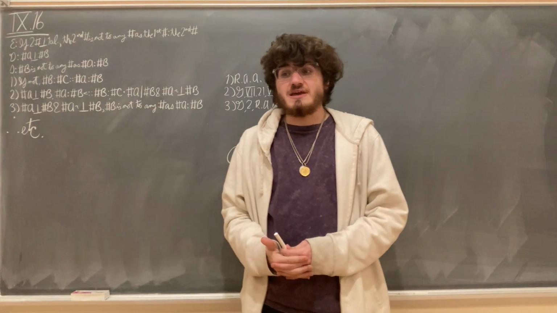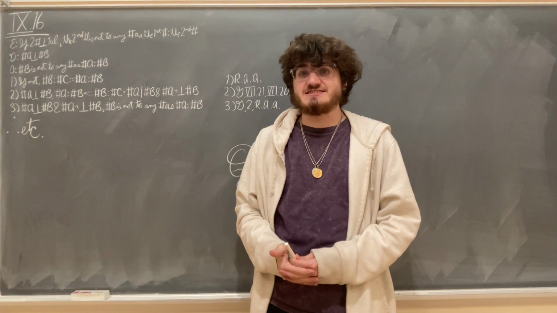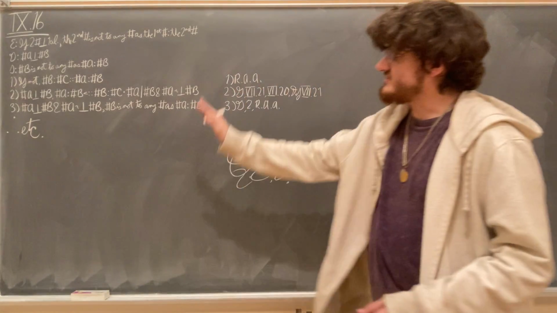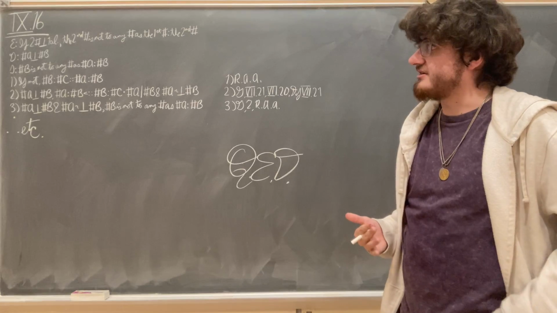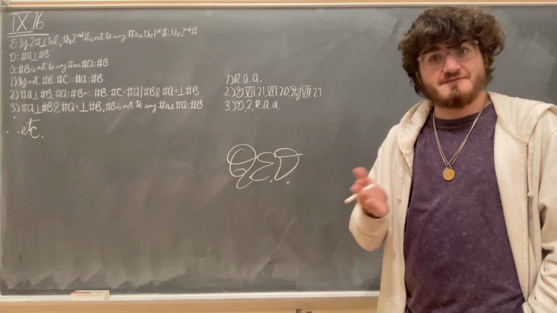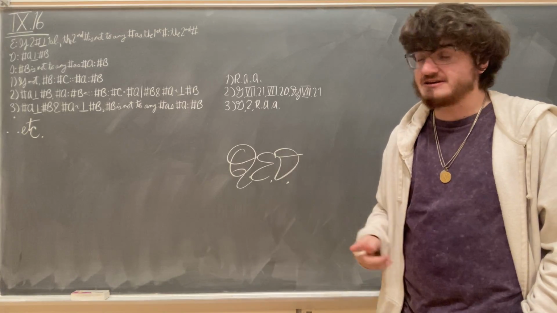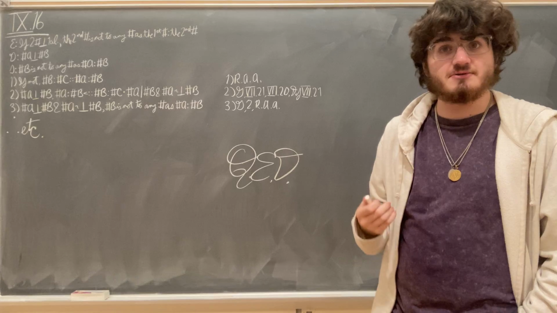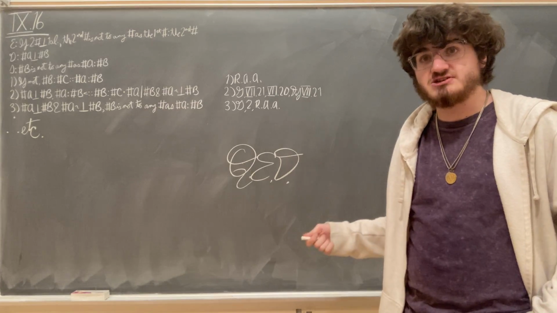Hello. This will be a demonstration of proposition 16 from book 9 of Euclid's Elements, which says that if two numbers are prime to each other, then the second number is not to any other number as the first is to the second. We're given two numbers, A and B. They will be prime to each other, so A is prime to B.